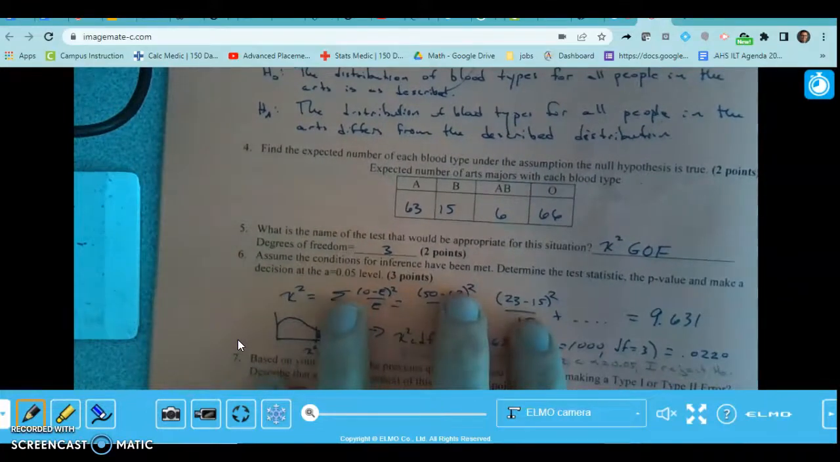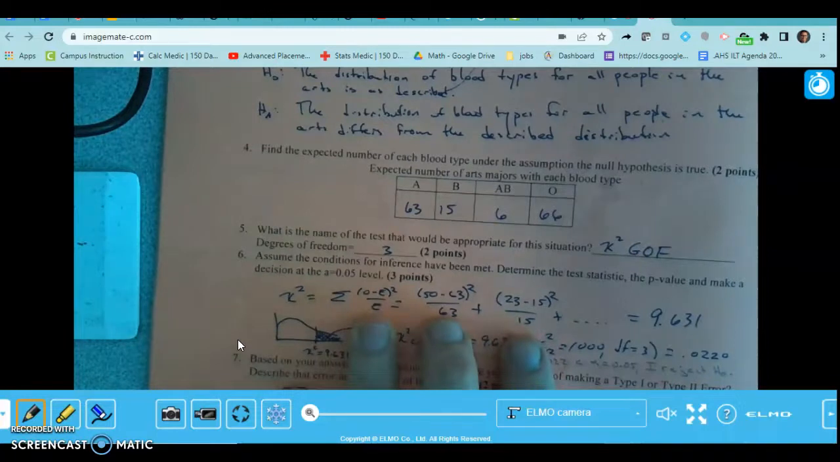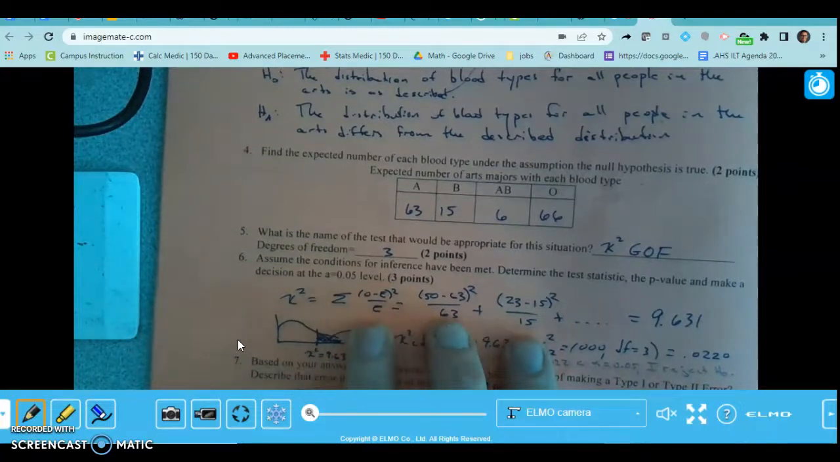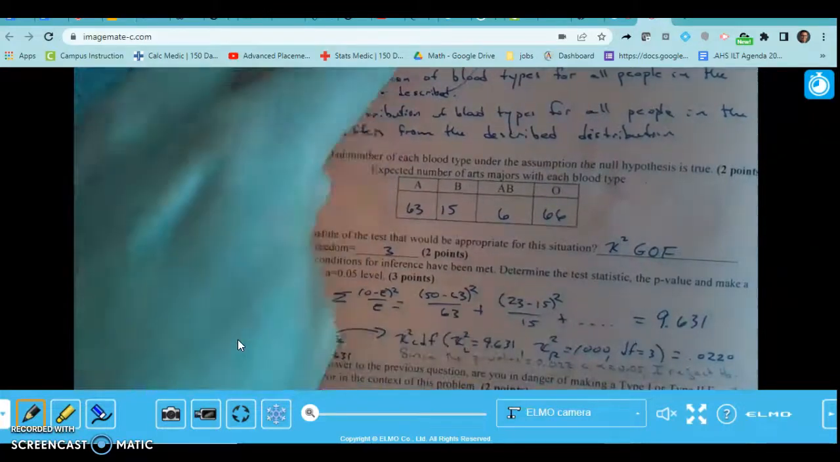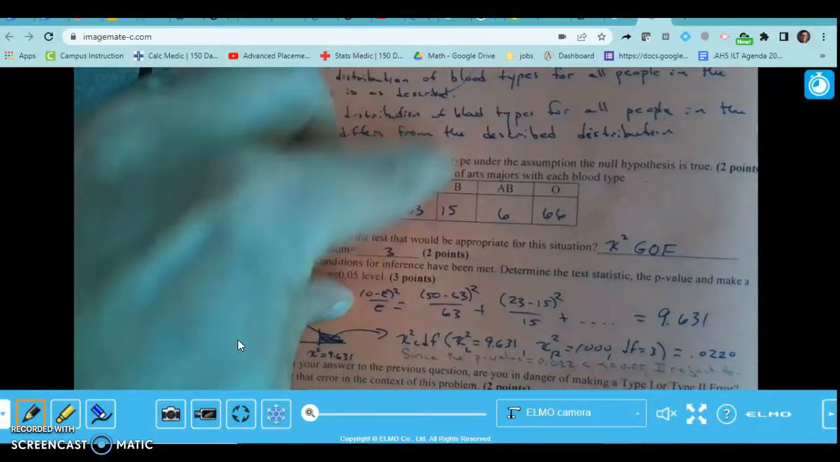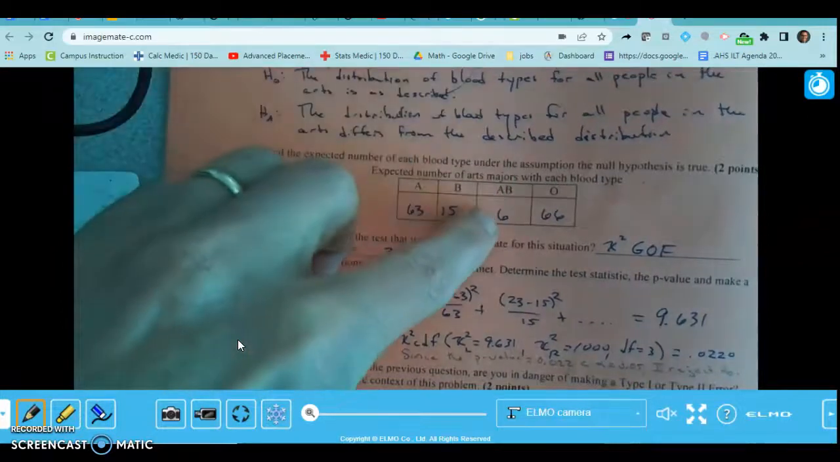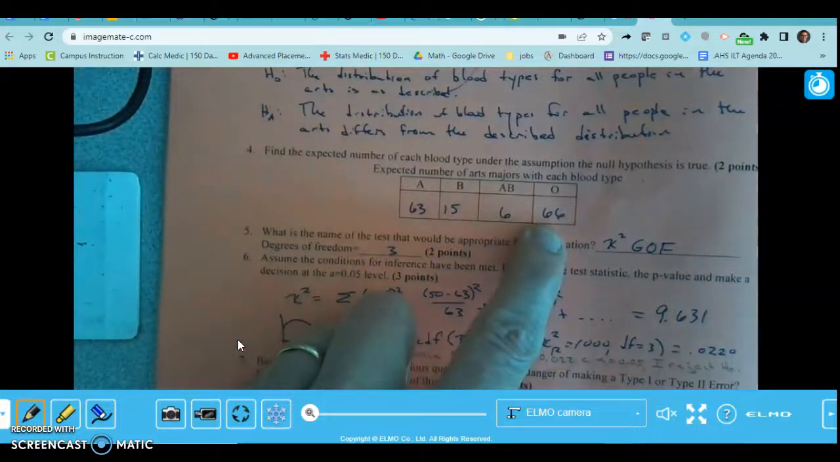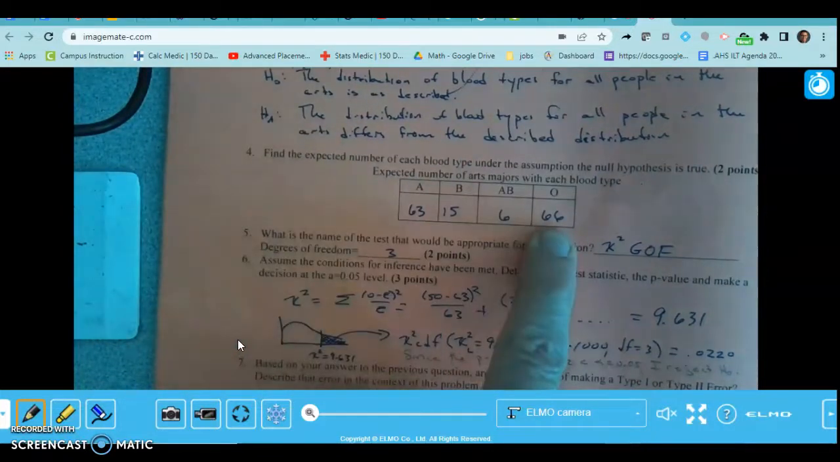Assuming the conditions for inference are met, we can use our chi-squared formula. Observed minus expected squared over expected, so we're going to take 50 minus 63 squared over 63. 23 minus 15 squared over 15. We'll do the same with 10 minus 6 squared over 6, and 67 minus 66 squared over 66.